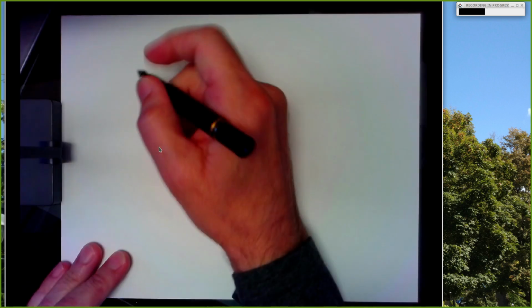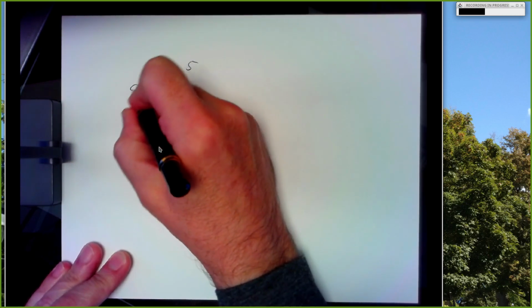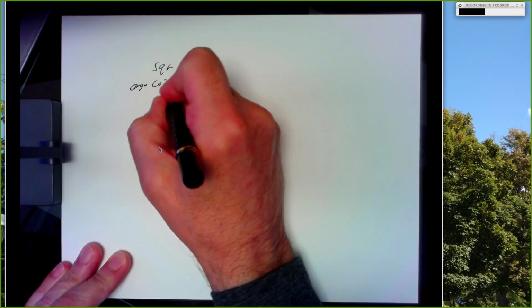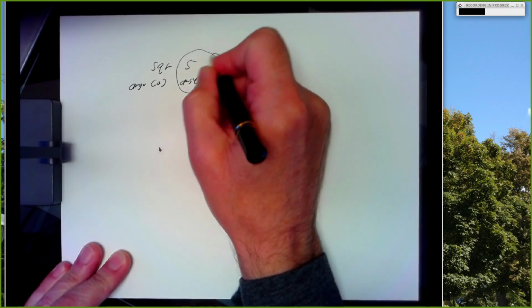So if I'm going to say sqr 5, this is argv bracket 0, this is argv bracket 1. So the thing I want to square is in argv bracket 1, right? That's where the argument is.